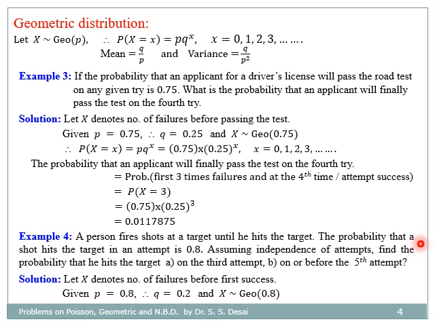Now the next example is a person fires shots at a target until he hits the target. The probability that a shot hits the target in an attempt is 0.8. Assuming independence of attempts, find the probability that he hits the target first, on the third attempt, and second, on or before the fifth attempt.